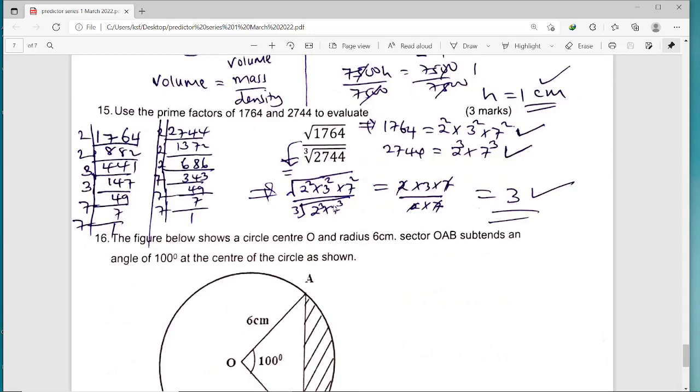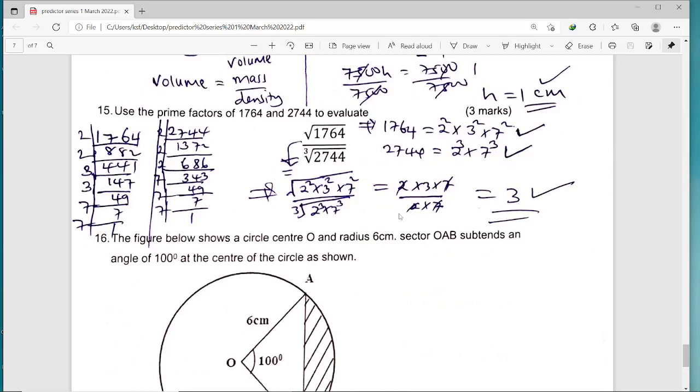And this cube root, remember, it is power a third. So a third times 3 is 1. So we shall remain with 2 times 7. The 2 will cancel, the 7 will cancel. We will remain with 3. So 3 becomes the answer. So it is as simple as that.